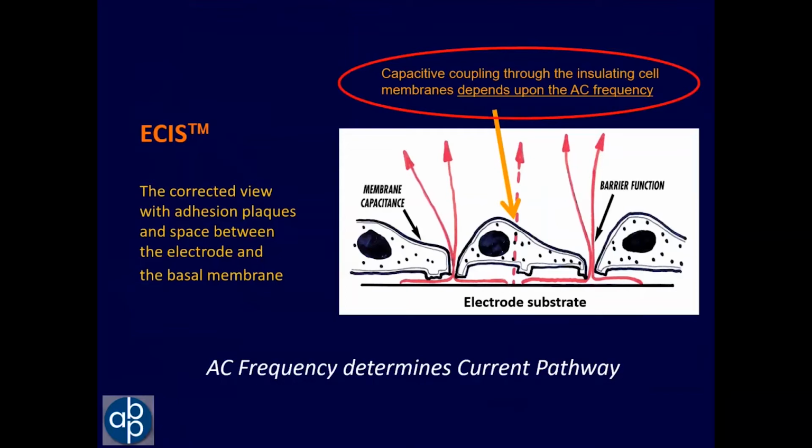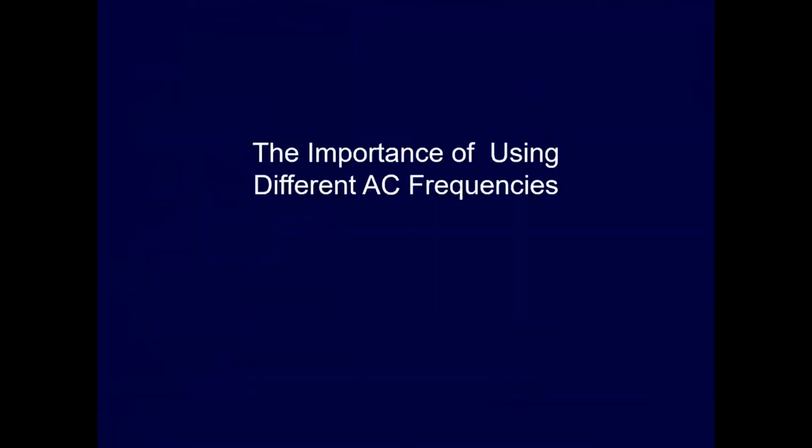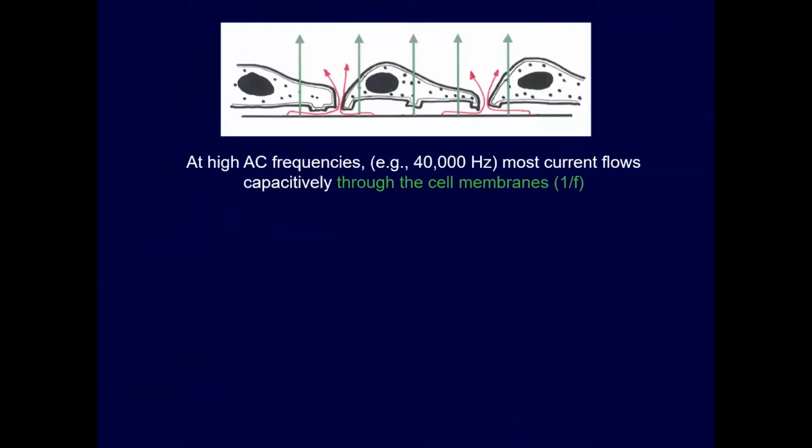Let me show you a dramatic example of this, just using this idea of simple impedance, and point out the difference of using different AC frequencies. Here's a cartoon version of the cells again, where we think about how the current paths will look at high AC frequencies. And when you're doing ECIS measurements, high frequencies will usually be above 40,000 hertz. Again, current will follow the path of least resistance.